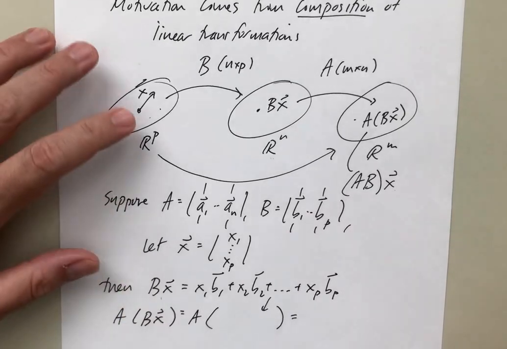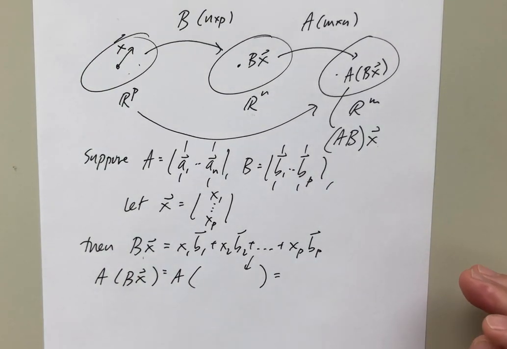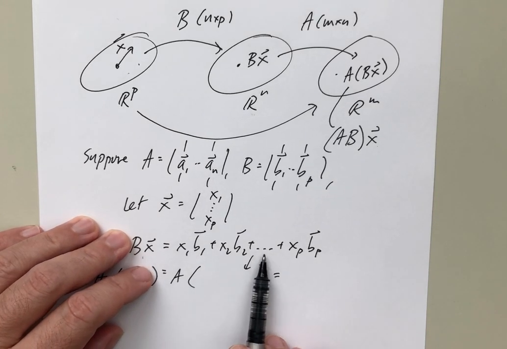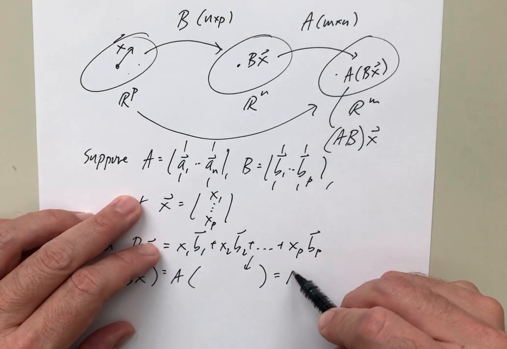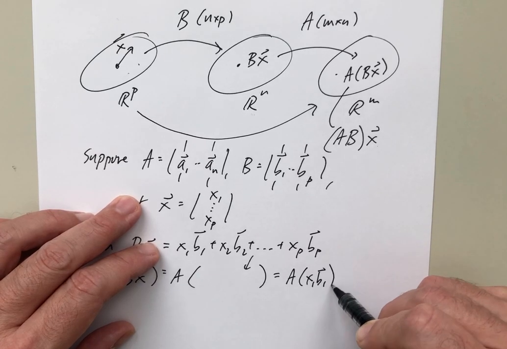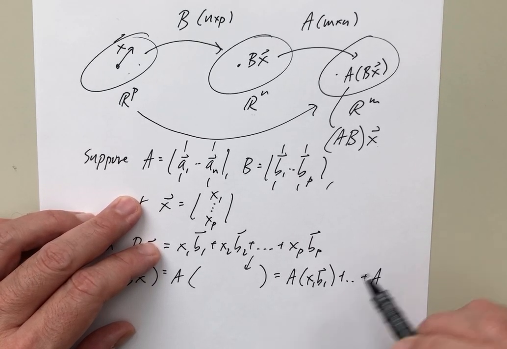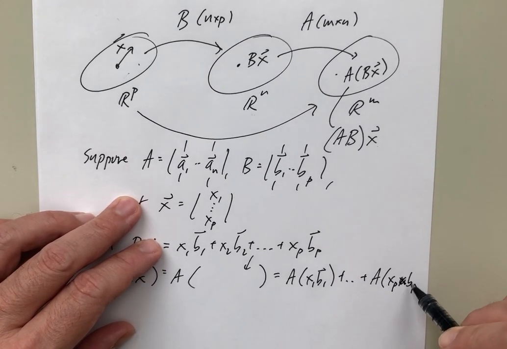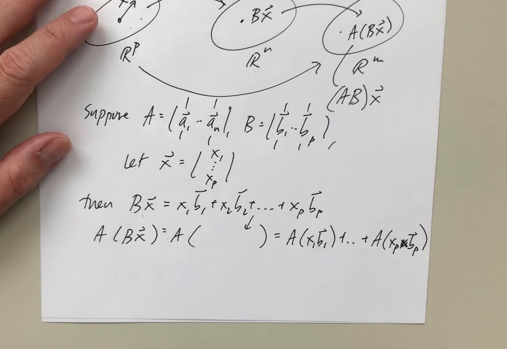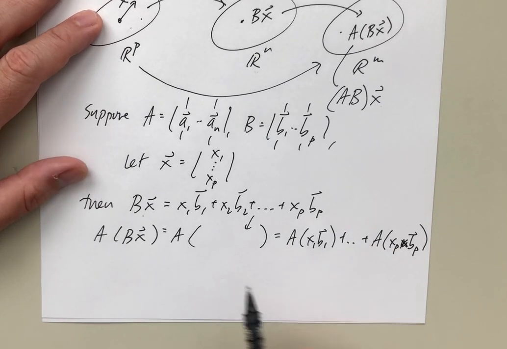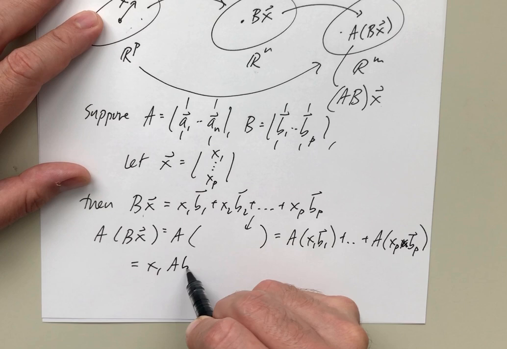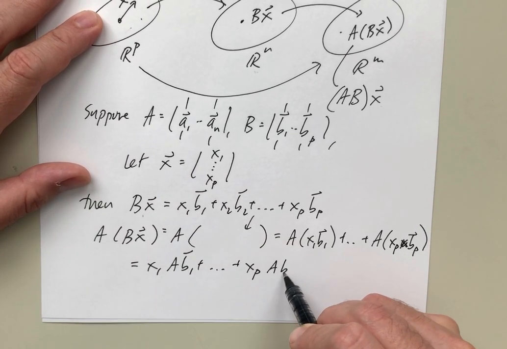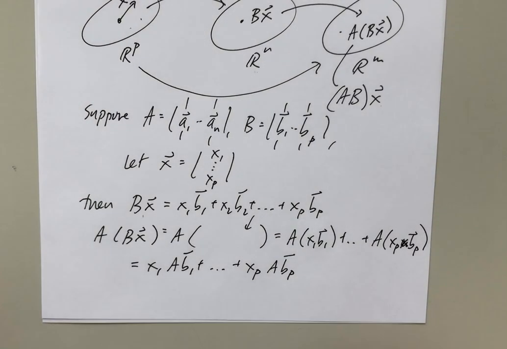But notice that A is a linear transformation. So what happens when I take A times the sum of a bunch of vectors? This is going to be the same as A times x1 b1 plus A times x2 b2, dot dot dot, A times xp bp. But then remember, when I take A times the scalar of a vector, this is the same as x1 AB1 plus dot dot dot, up through xp ABp. Okay, so what do we see here?